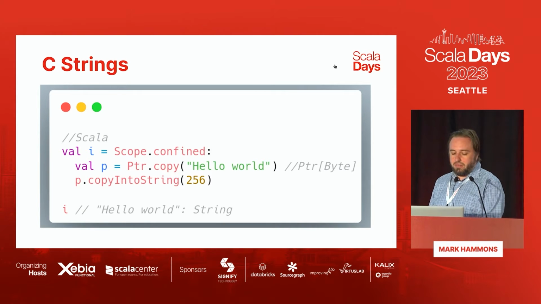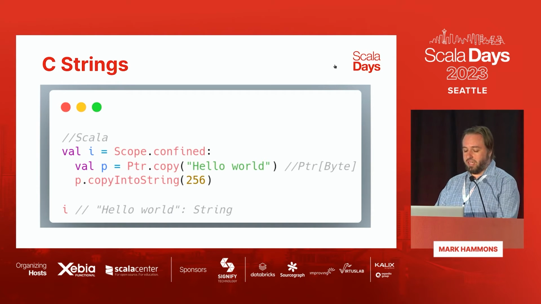But when we copied into C, we had the terminating byte put into the native memory. So we copied into C native memory hello world. We copied back out hello world, and that's the value of our string in I.